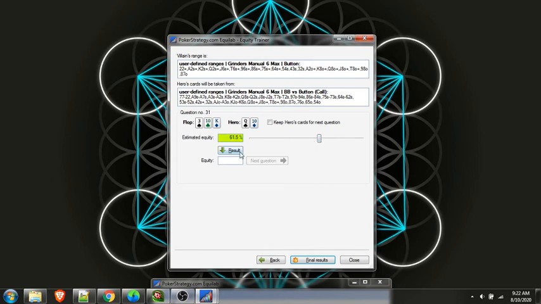Pair of tens. 4. No, probably close to 50. Bottom pair again. A little better board. Yeah. It's the club and the draw. Pocket fours. Second pair. 60. Bottom pair. Wow, higher than 50.